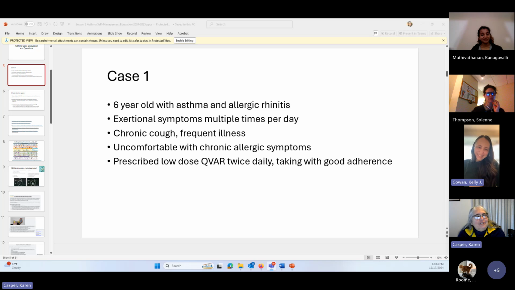I was wondering, given there's exertional symptoms and you say at the bottom there that there's two doses, twice daily, rather, of QVAR, would there be a rationale for providing additional dosing prior to exercise or some planned exertion? Yeah, so they do have albuterol prescribed, and they are taking that for exertional symptoms several times a day. It's hard for them to move around a lot. So they're taking quite a lot of rescue medication.